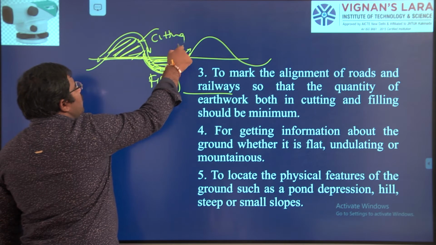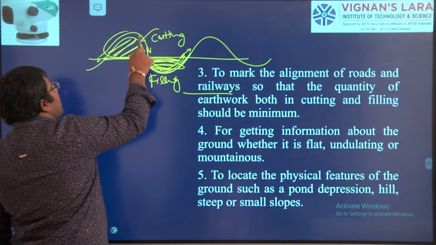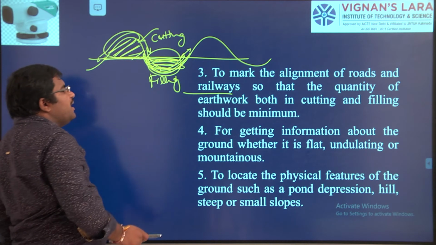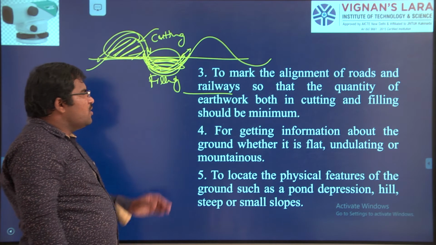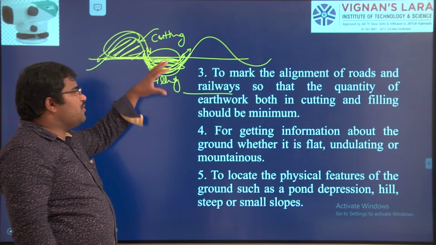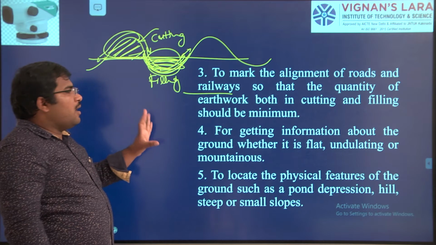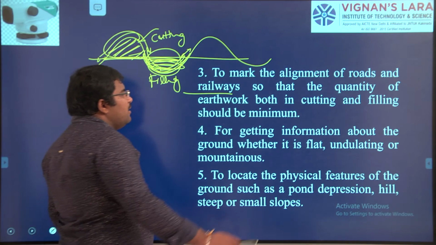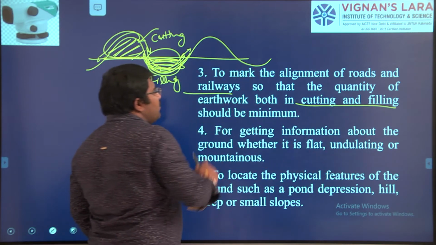To know how much we need to cut and how much we need to fill with the help of soil, we are going to calculate those things by using contour maps, right? Both cutting and filling we are going to know.